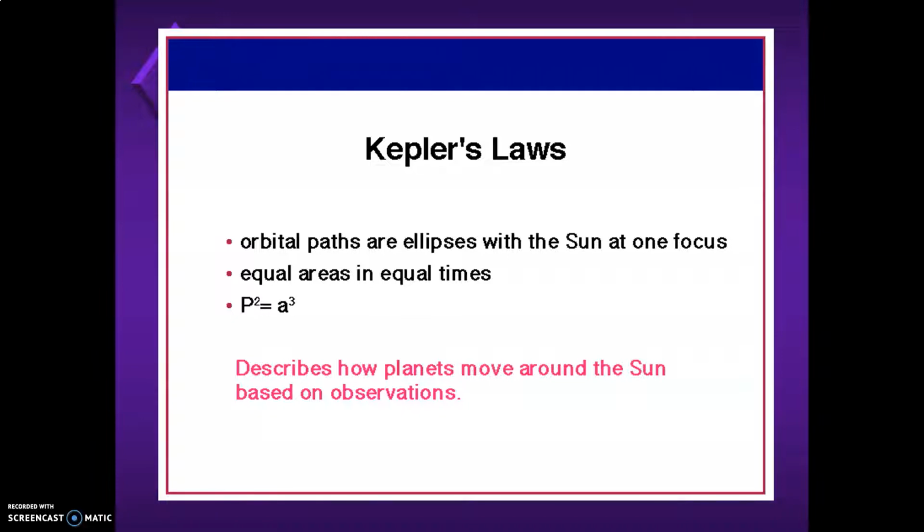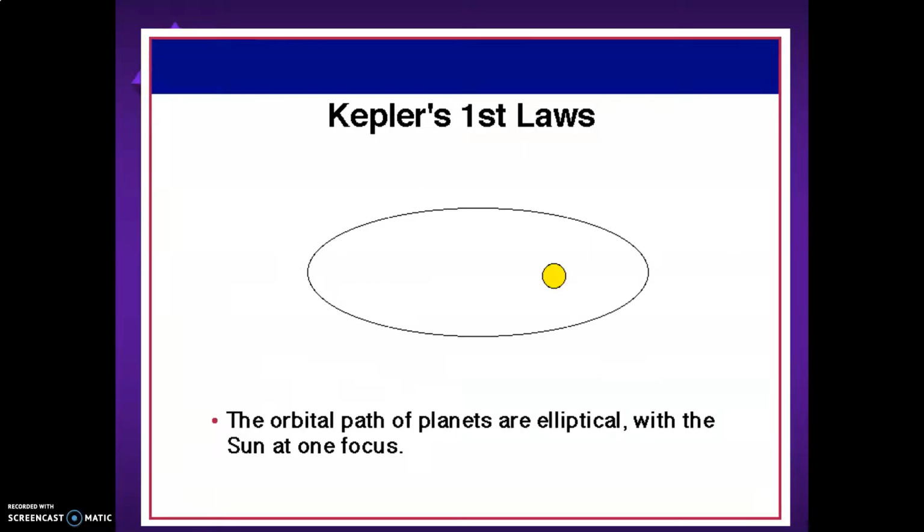Newton actually says Kepler's equations helped him come up with his three laws of motion, with gravity, really gravity. So Kepler was influential to Newton when he figured out the formula for gravity, which we'll talk about later on in this lecture. So Kepler's first law: the orbital paths of planets are ellipses.